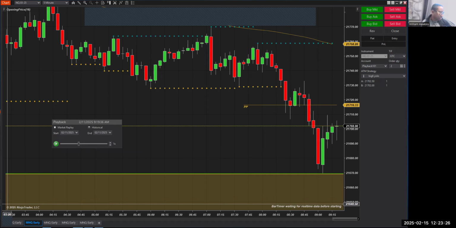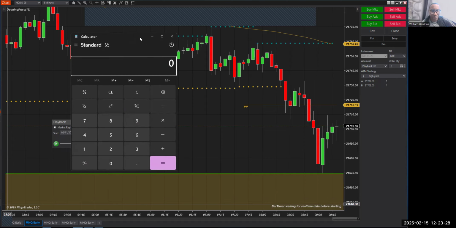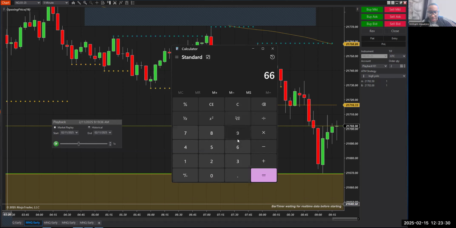Let's see how much that was. Going from 669 minus 702, that was 33 ticks. So 33 ticks, 33 points. There's 4 ticks every point. So 33 times 4, that was 132 tick movement. You times that by $5 a tick, that was $660.